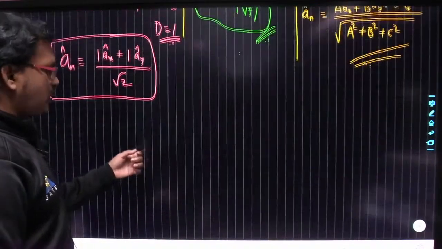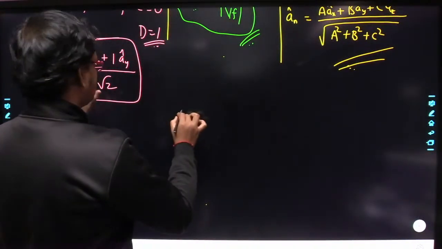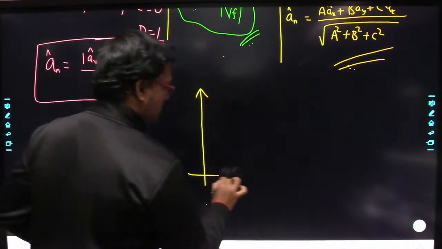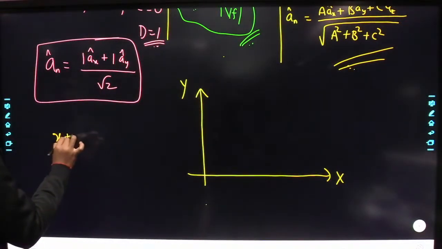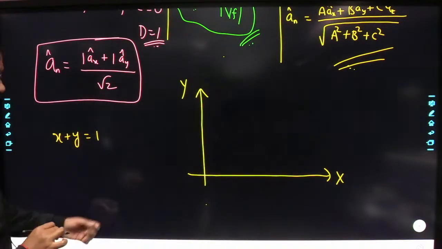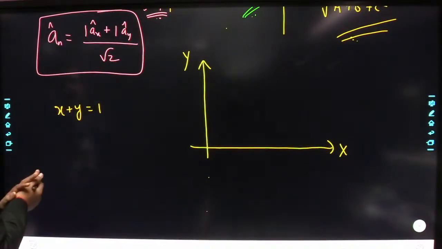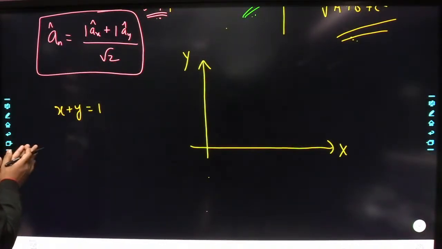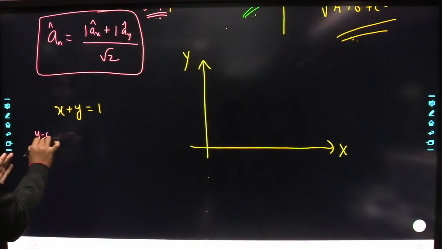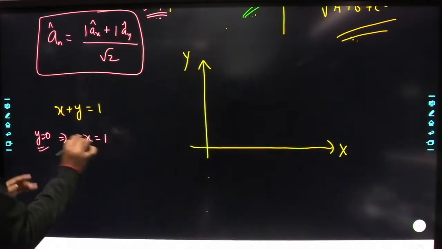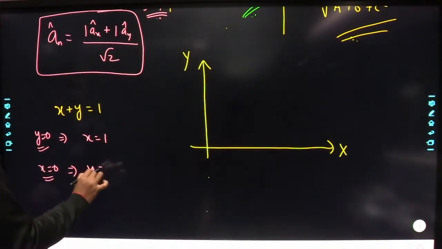Understood? If you want to know how this plane looks, we can analyze that also. Here I am drawing the x-axis, and let us say this is the y-axis. They have given the equation of the plane as x plus y is equal to 1, right? From this equation, whenever y is equal to 0, you get x equal to 1, and whenever x is equal to 0, y is equal to 1, right?